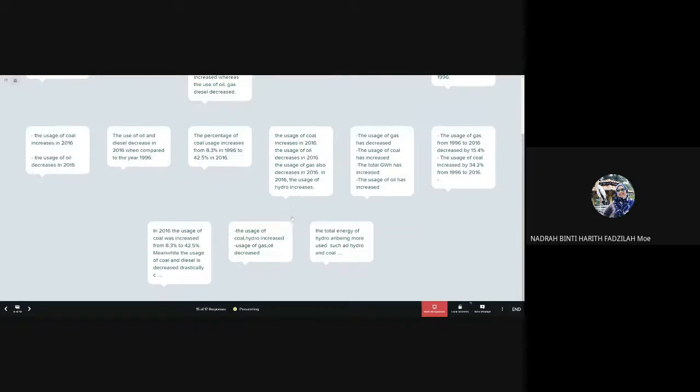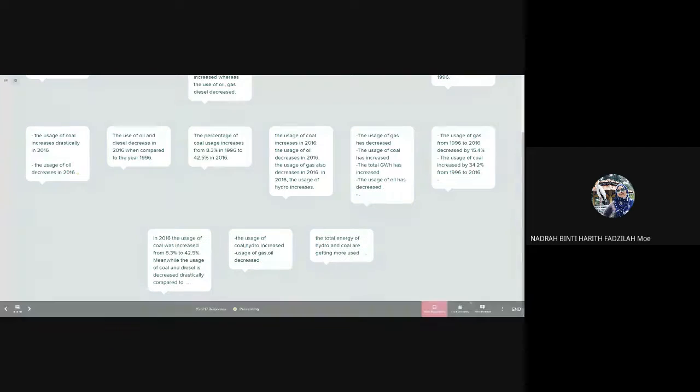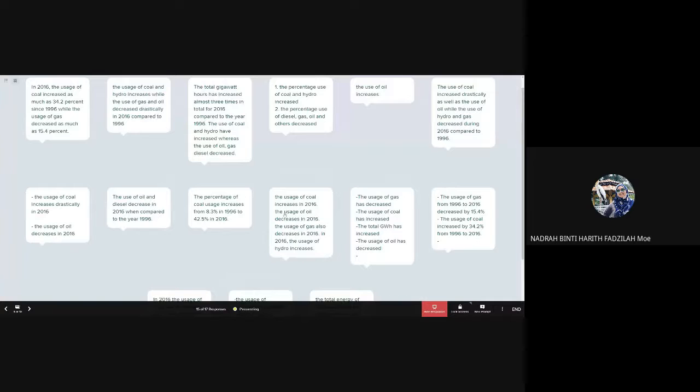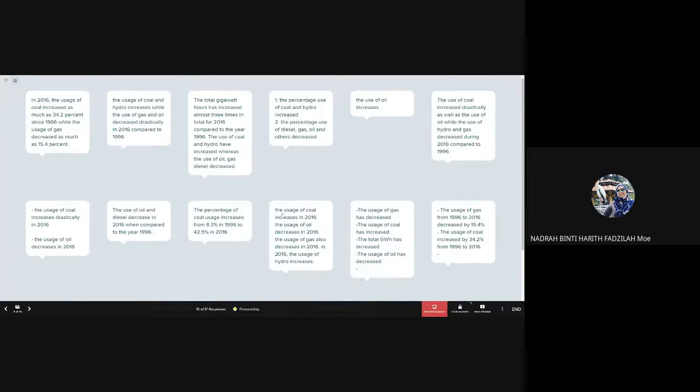Okay, very good. And then I can see there are a few different styles of writing observation here. Ada yang some of you calculated the difference. So based on the difference tu dia boleh kata bertambah sebanyak berapa. Oh, very good. Ada yang juga bagi nombor lah. Contohnya dekat sini percentage of coal usage increases from 8.3% to 42.5% misalnya ya.